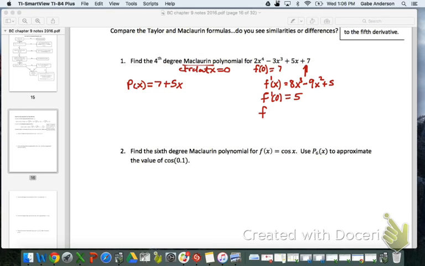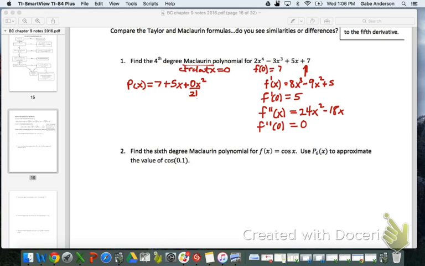Okay, then the next term would be f double prime of x. F double prime of x is 24x squared minus 18x. And I'm imagining you can see that f double prime of 0 is actually 0. So our next term would be plus 0x squared over 2 factorial, also known as 0. Okay, so it's matching up, right? Let's keep going.